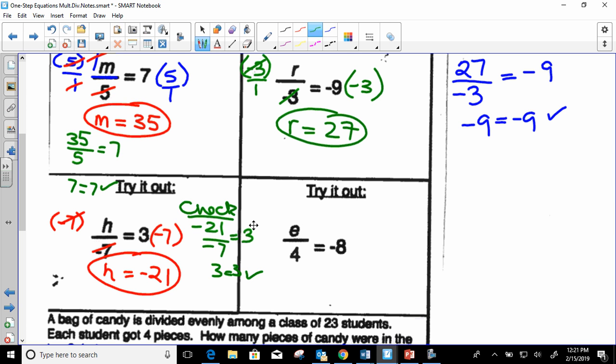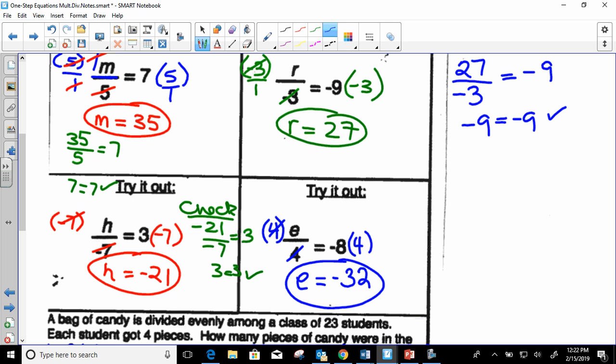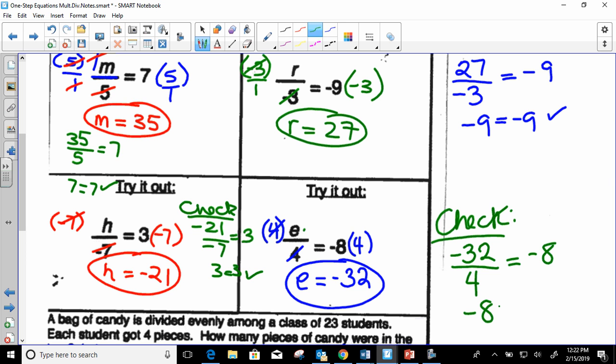Okay, the last problem is E divided by 4 equals a -8. So what I'm going to do is multiply by 4 on both sides. This cancels out. E equals a -32. I'm going to check. I'm going to plug in E. So -32 divided by 4. And know that if I have one negative, my answer will be negative. So it'll be a -8. So now I want to make sure that I am correct. A -8 equals a -8. And that is correct.